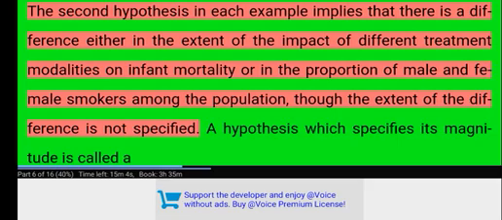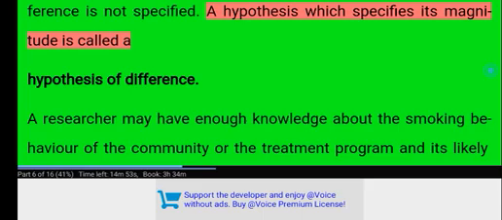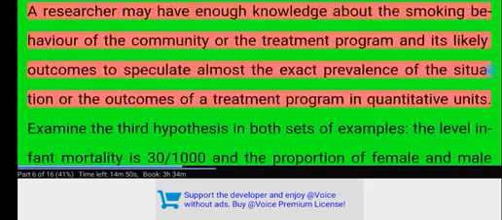The second hypothesis in each example implies that there is a difference either in the extent of the impact of different treatment modalities on infant mortality or in the proportion of male and female smokers among the population, though the extent of the difference is not specified. A hypothesis which specifies its magnitude is called a hypothesis of difference. A researcher may have enough knowledge about the smoking behavior of the community or the treatment program and its likely outcomes to speculate almost the exact prevalence of a situation or the outcomes of a treatment program in quantitative units.